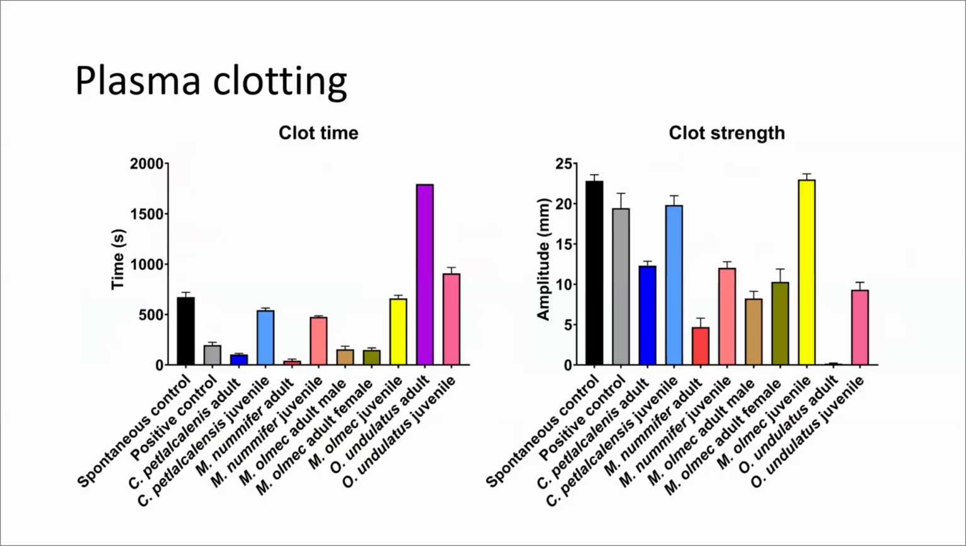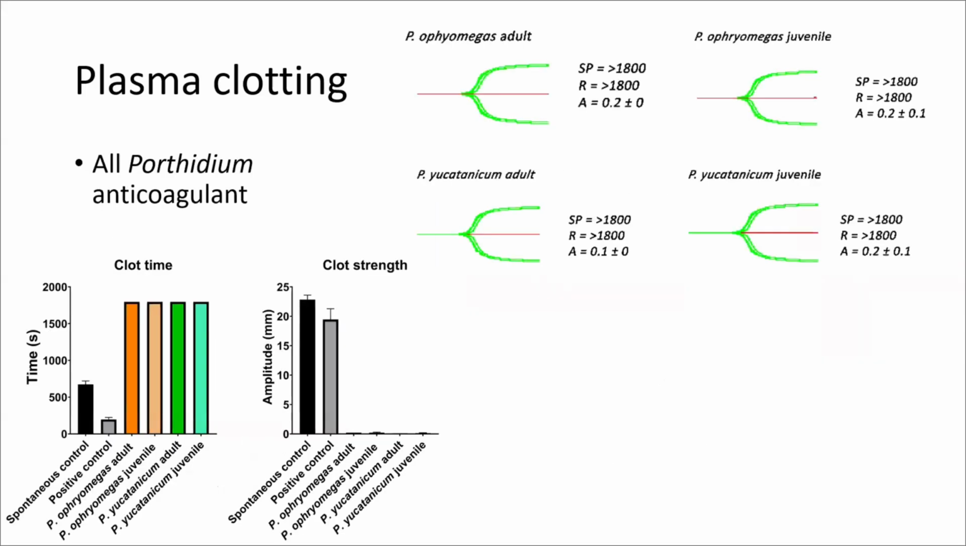This is just another way of looking at the same data, just bar graphs of the clotting time and strength, highlighting that the juveniles were very similar to the spontaneous control, and that those clots are quite weak in the pseudoprocoagulant venoms. For the Porthidium species, no discernible clot was formed throughout the entire experiment, so they were all potently anticoagulant in this assay.